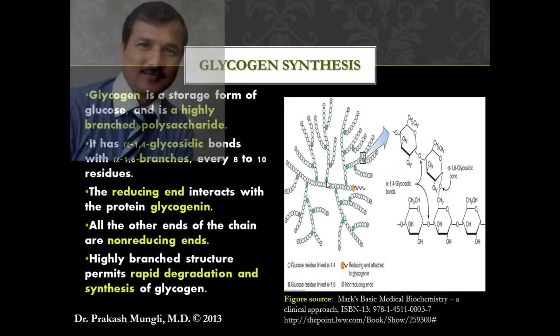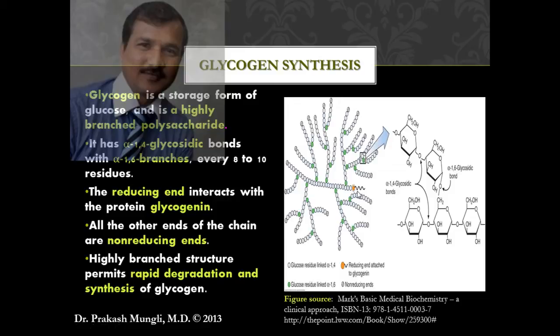Another point that you need to remember here is that the glucose residues present at the ends of all these branches are referred to as non-reducing ends. Glycogen has only one reducing end, and that interacts with the glycogenin protein molecule. The line that you are seeing here is glycogenin, which is a protein molecule. Now as you can see, the overall structure of the glycogen here is highly branched.